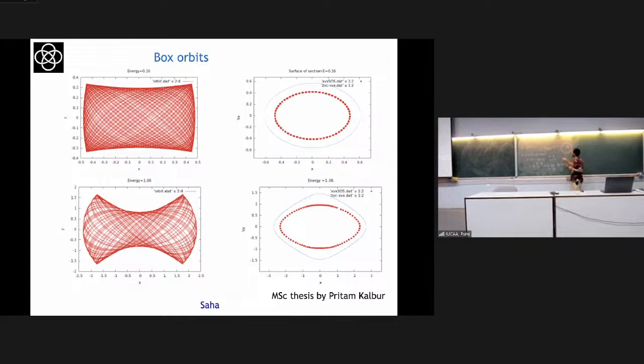Why a circular orbit? At a given radius r naught, it will have an angular momentum Lz, and at a given angular momentum, the minimum energy is the circular orbit. You can minimize the potential, and we will get the condition for a circular orbit. Clear? Anybody?